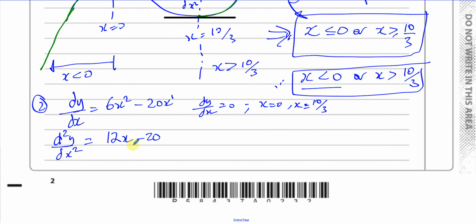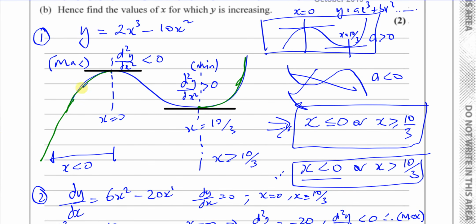So this is d squared y over dx squared. This is the second differential. So let's see when x equals 0, which is one of the turning points. We get d squared y over dx squared is equal to 12 times 0 minus 20, which is negative 20. So we can see that the second differential when x equals 0 is less than 0. It's negative, therefore it's a maximum. And we can see that when x equals 0, we got a maximum.